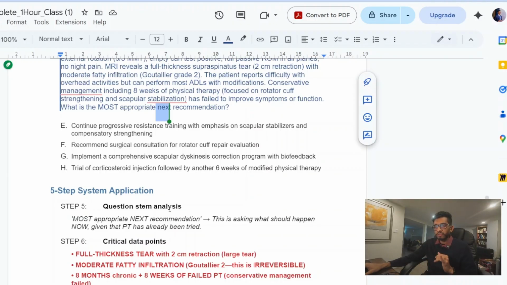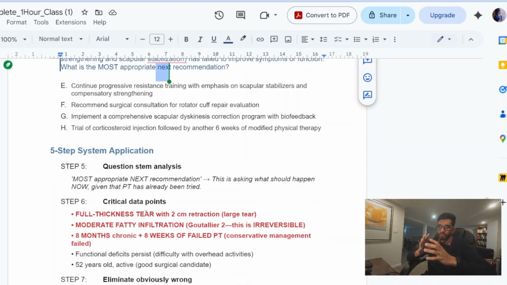It says there's a full thickness tear with a 2 centimeter retraction, which is a large tear. Then there is a moderate fatty infiltration, which is irreversible. And then there is an 8-month chronic tear plus 8 weeks of failed PT conservative treatment. Functional deficit persists, meaning difficulty with overhead activity is still there, and he is a 52-year-old active, good surgical candidate. So this is the critical data you need to have.